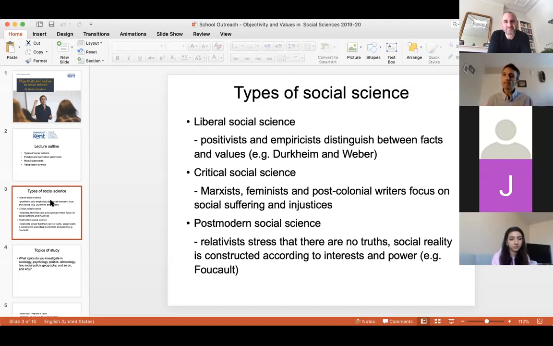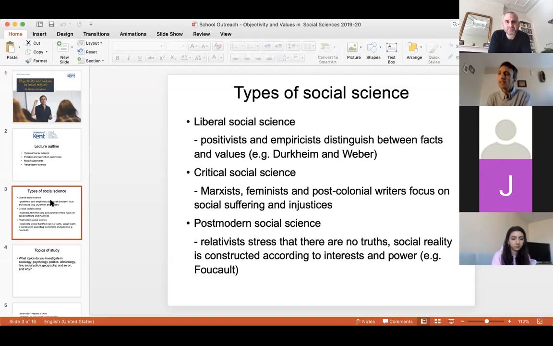Then there's a more recent approach to looking at these disciplines, which I call critical social science. People like those in the Marxist tradition, feminist and post-colonial writers, who argue that whilst there are these distinctions between facts and values, nevertheless values are important in determining what we study. We should be engaging with issues that cause people suffering and are topics of injustice. So exploitation in the workplace, sexual and racial discrimination: these are things that scholars engage with because they recognise these are important issues that we should be grappling with.